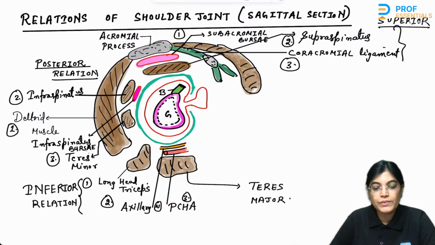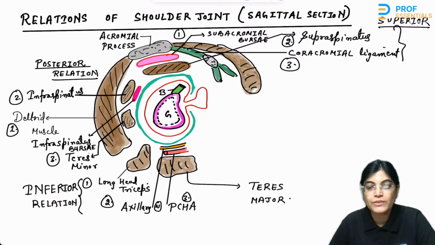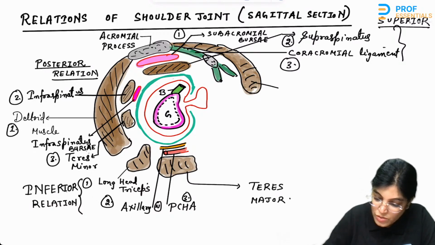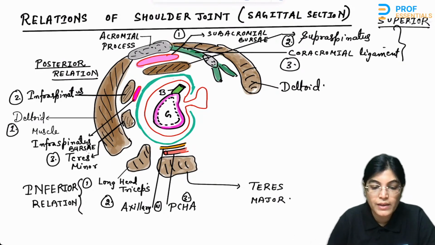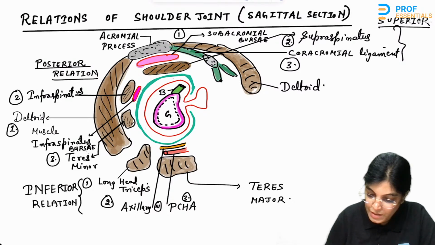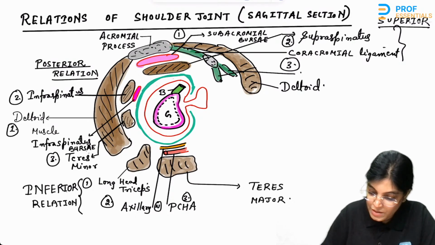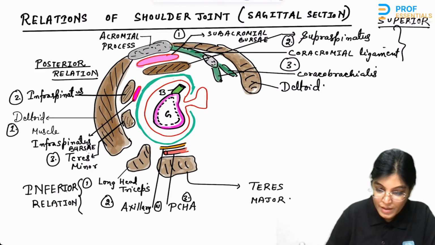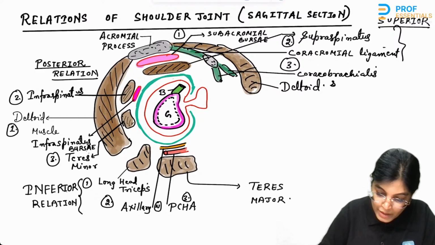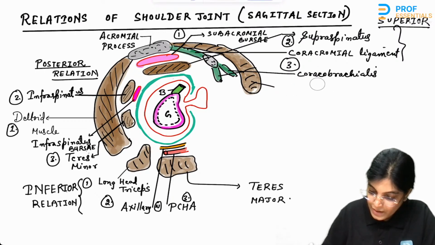Other than that, we will have the part of the deltoid, this is the deltoid muscle. And a few structures more anteriorly, we will have the coracobrachialis muscle and the biceps muscle. So these muscles which you are seeing, please write down, this is coracobrachialis and the short head of biceps brachii.